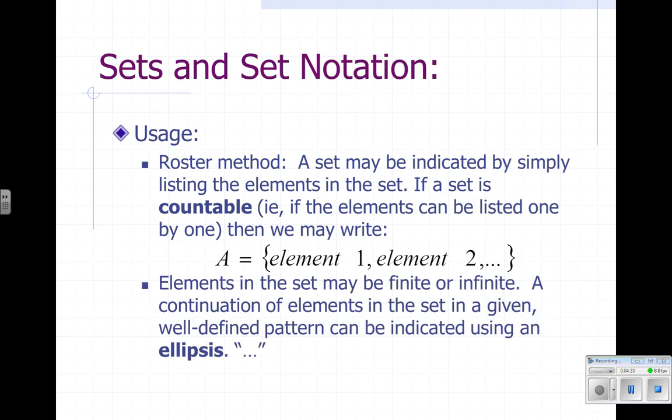By the way, when you see the little dot, dot, dot at the end, that symbol is called an ellipsis, and it means a continuation of the set following whatever pattern has been shown by the elements in that set.